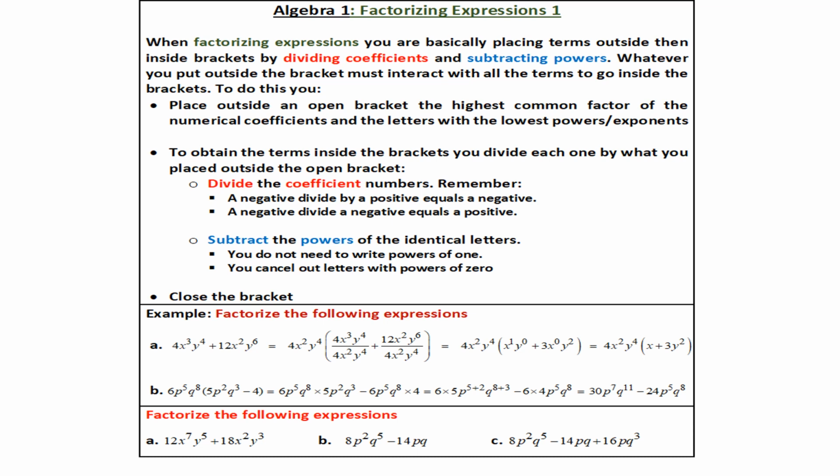So basically, factorizing expressions can be summarized as placing terms outside as coefficients outside the brackets, then placing terms inside of the brackets. And to place the terms inside the brackets, you have to divide the coefficients and subtract the powers. Divide coefficients and subtract the powers of the same letters.